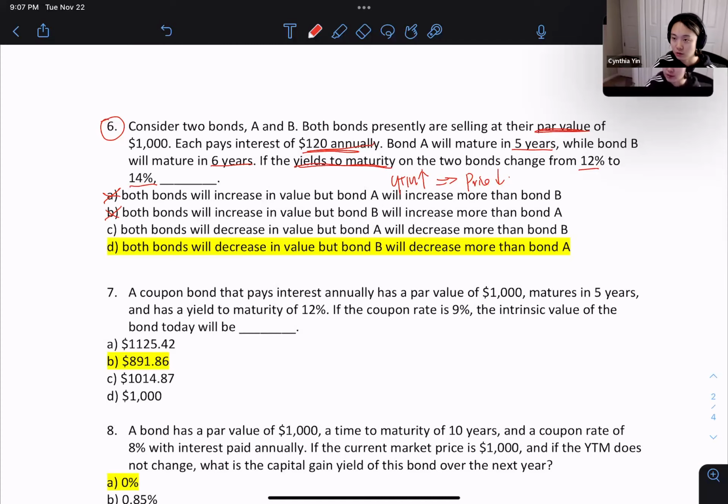The second one is testing you about the duration. Recall that formula: relative change in price is approximately equal to minus D times delta Y, the change in yield to maturity, divided by 1 plus Y. So this part is the same for both. Higher D, higher duration, means higher price change or more loss because of greater sensitivity. In other words, the second part is asking you which one has longer duration or bigger duration. This goes back to the maturity.